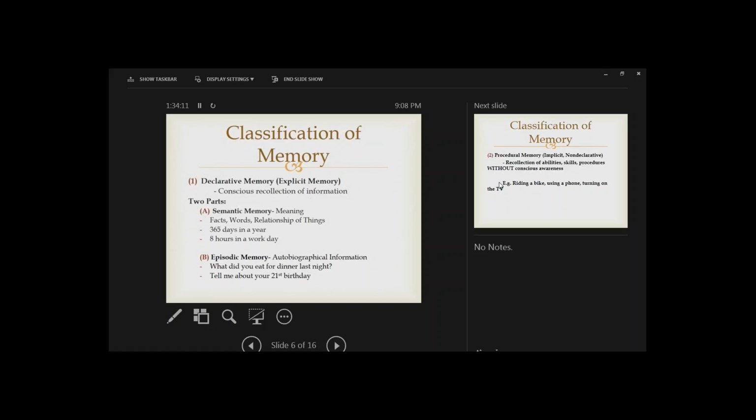Now, this is the first classification of memory. Does everybody have this?